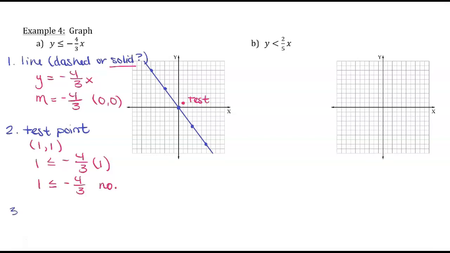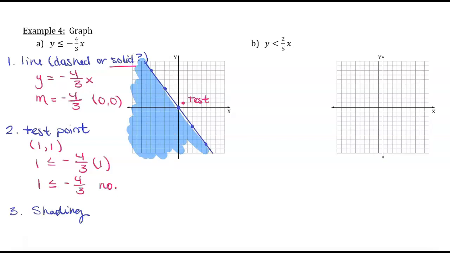The last thing we need to do here is shade the correct side. Since our test point gave us a false statement, we know the other side is part of the solution set. If we would have chosen negative 1 as our test point, we would have gotten a true statement.